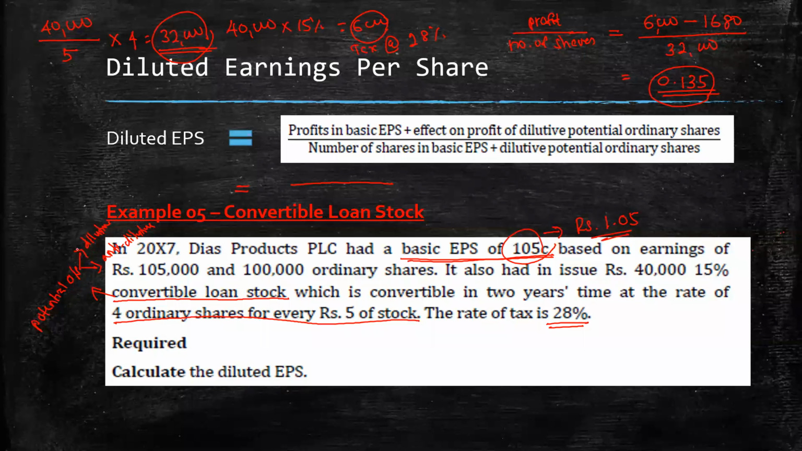Now we need to determine whether it is dilutive or anti-dilutive. We have calculated the figure. What is the impact on our EPS as a result of this conversion? This is the impact on the EPS, 0.135. Now, based on this figure, tell me whether it is dilutive or anti-dilutive.